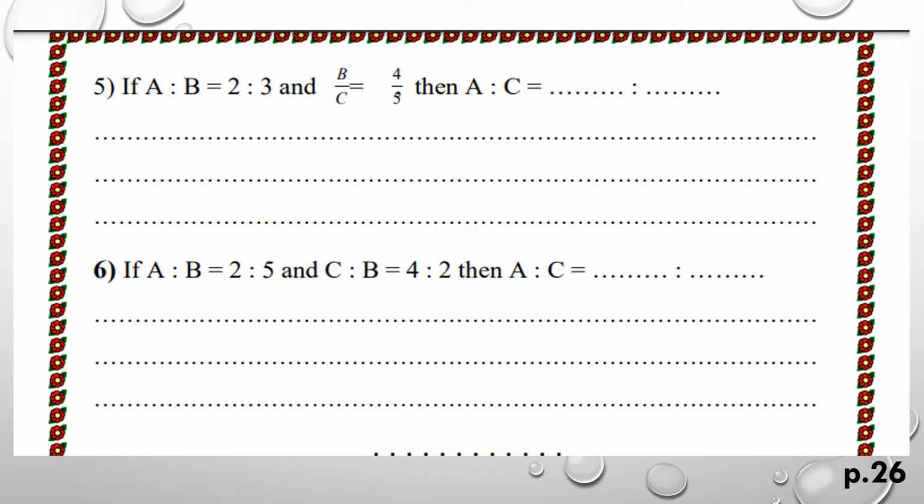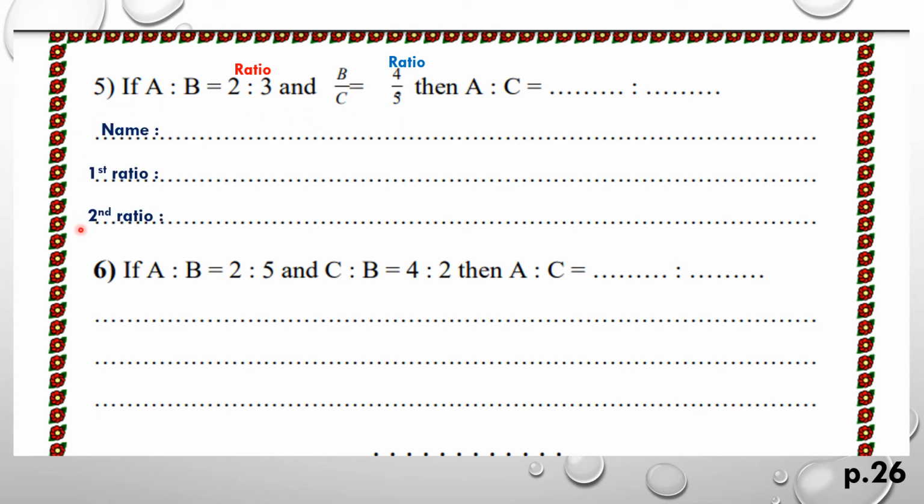Page 26, number 5. If A to B equals 2 to 3 and B over C equals 4 over 5, then A to C equals what? Here we have a ratio and another ratio. Even if it is in the form of fraction, it's a ratio. Now, how can we solve it?